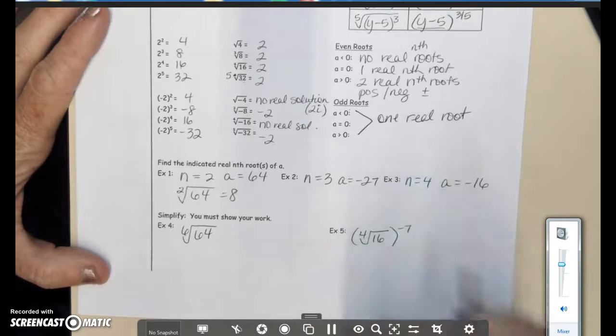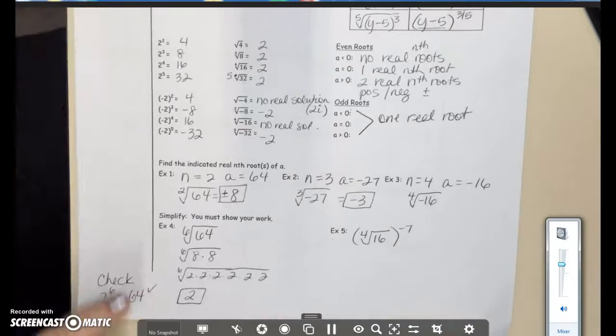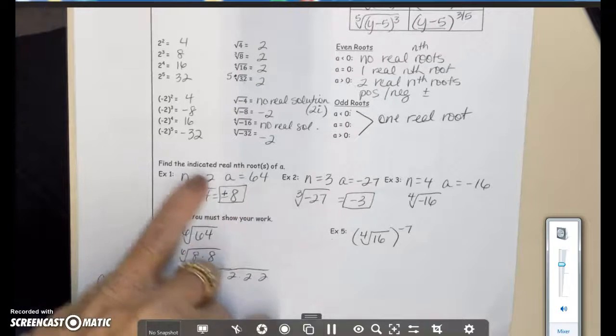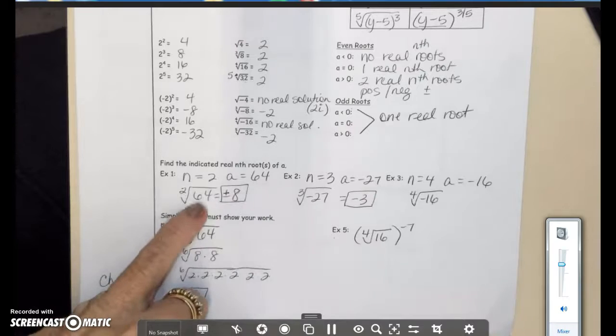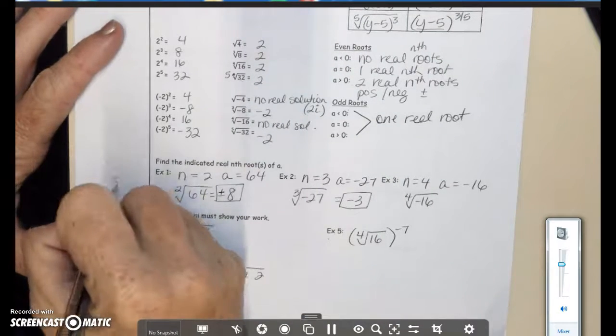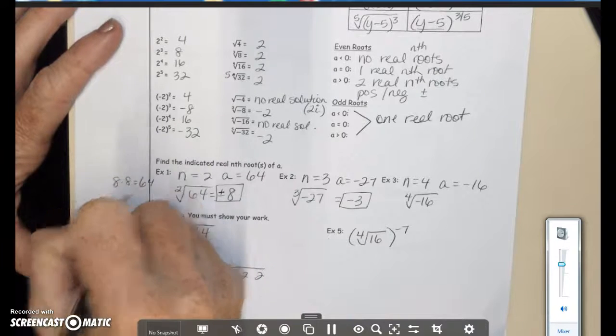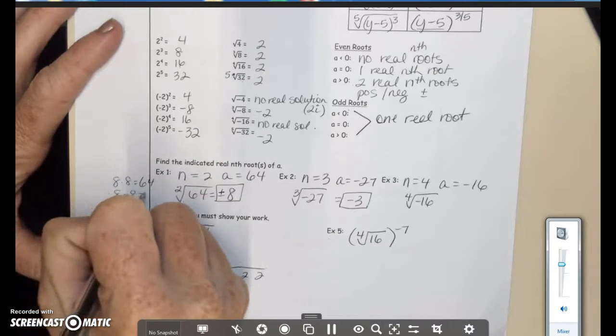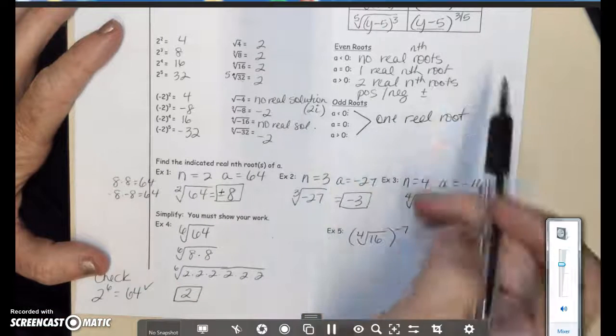Okay, so work these examples through and I'll have the answers for you in a second. Okay, so let's go back and check. If I'm taking the second root of 64, the square root of 64, that is 8, but it's positive and negative 8. 8 times 8 is 64. Negative 8 times negative 8 is 64. This is what we mean when we say it has two real roots.